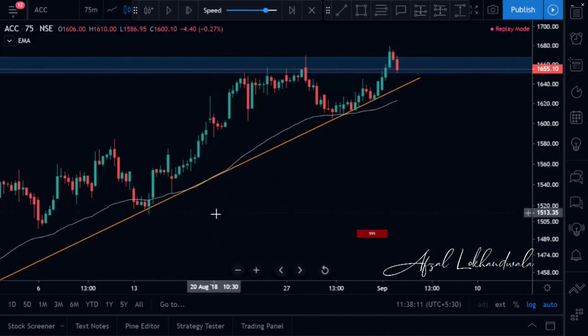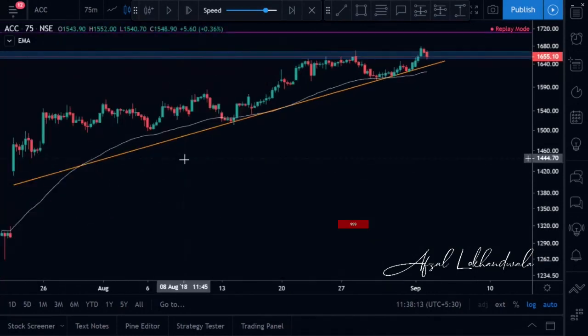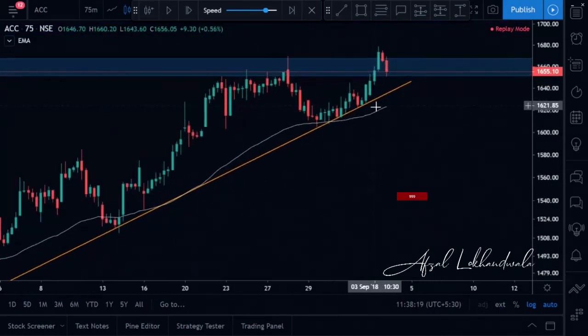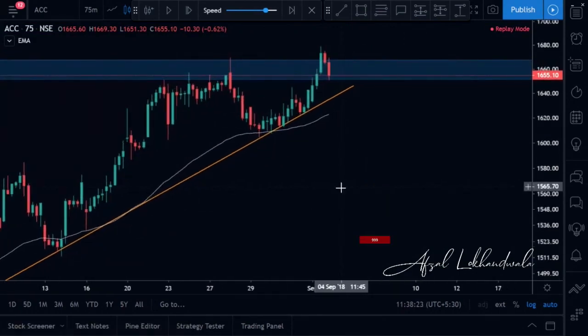Again, we saw that the price was in a good uptrend. It is respecting this 50 EMA. 50 EMA has been acting as a support. Now, an aggressive trader would like to enter short immediately on seeing even the smallest of confirmation. Now let me play this.